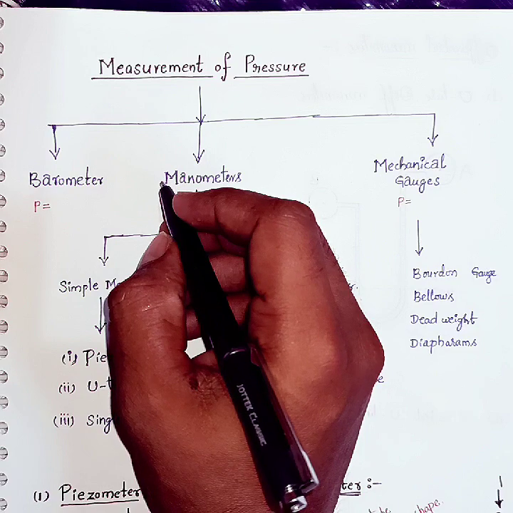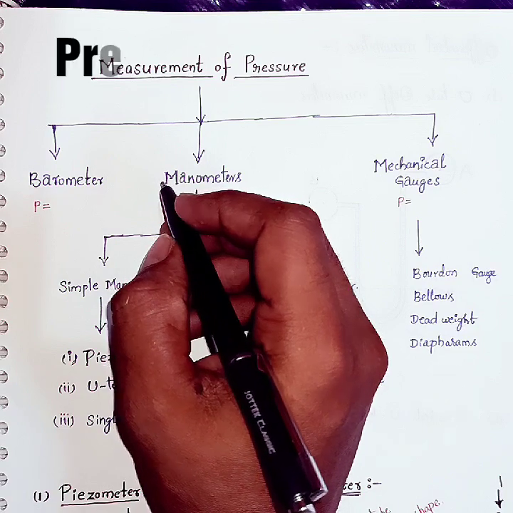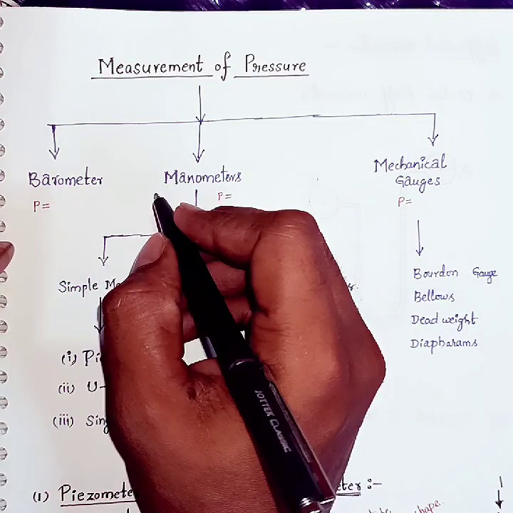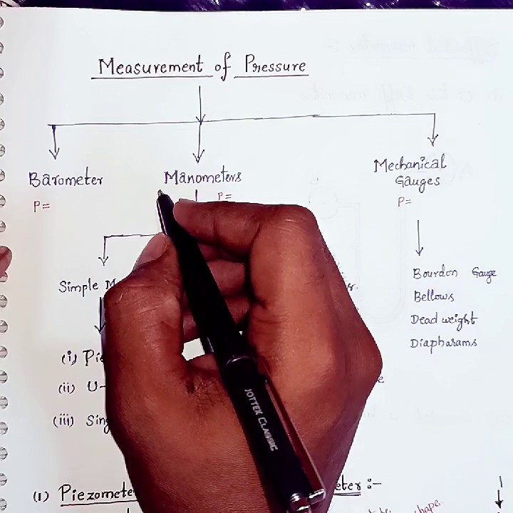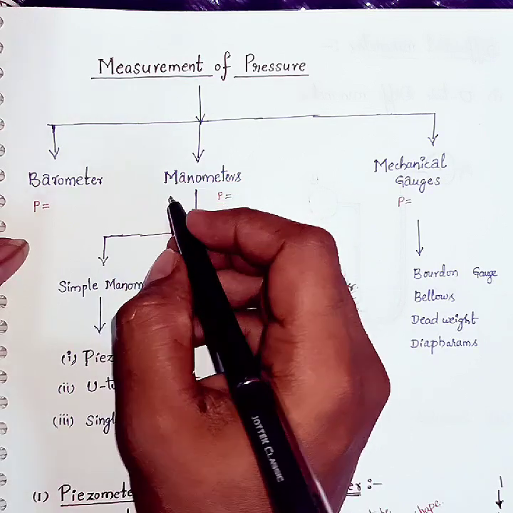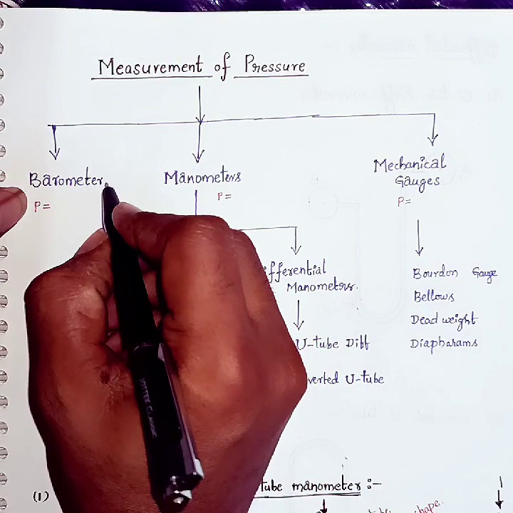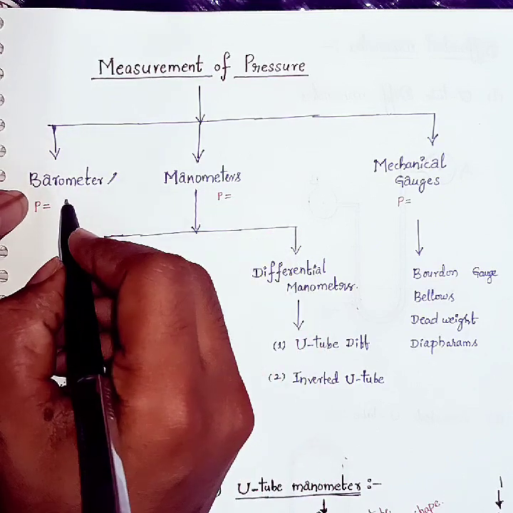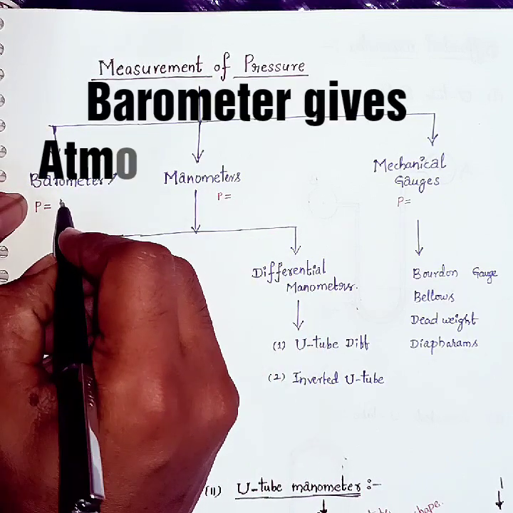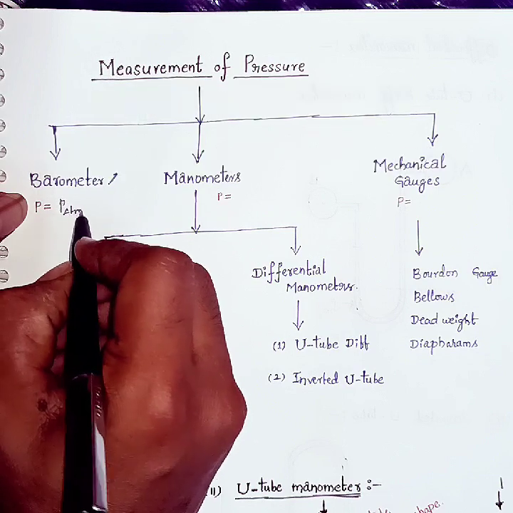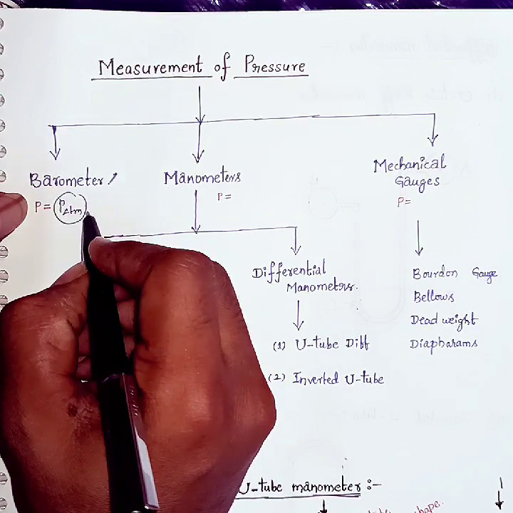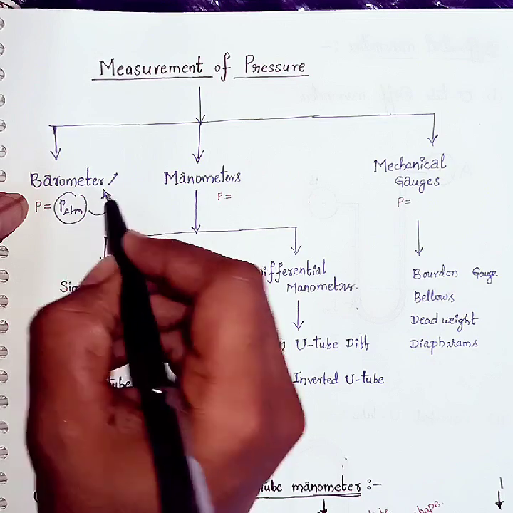In this session, we will discuss the pressure measurement instruments. If we classify pressure measurement instruments, the first one is a barometer. With the help of this barometer, we will measure atmospheric pressure.